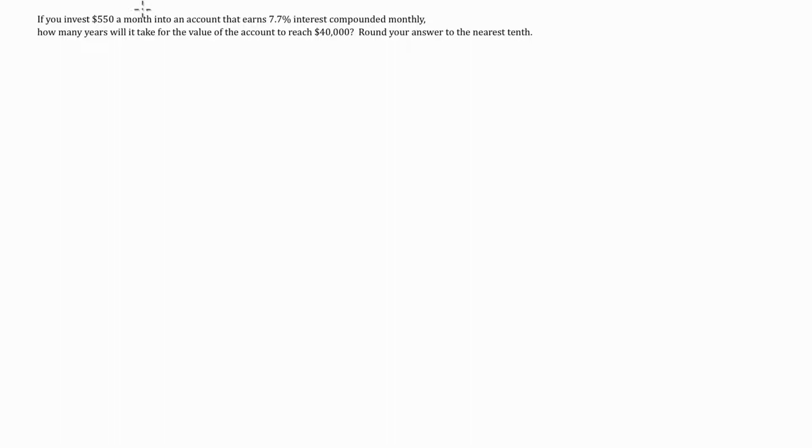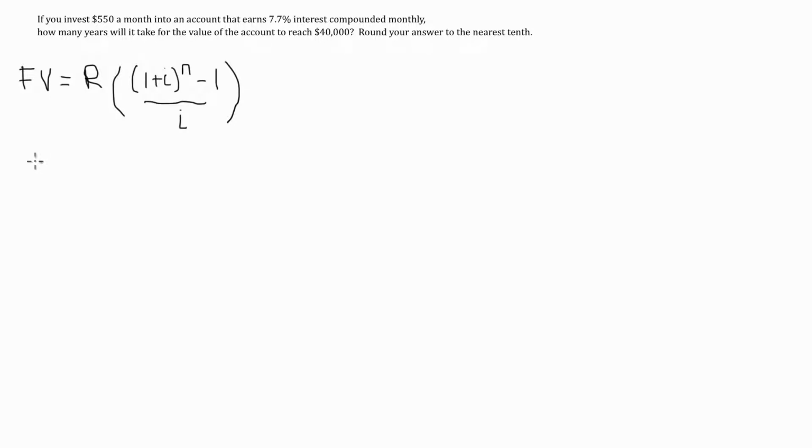Okay, so right here we see that we're putting a certain amount of money into an account and we want to know when it reaches $40,000. So that's going to be a future value problem. So I want you to write out the formula for future value. So FV equals R times (1 plus I)^n minus 1, over I.